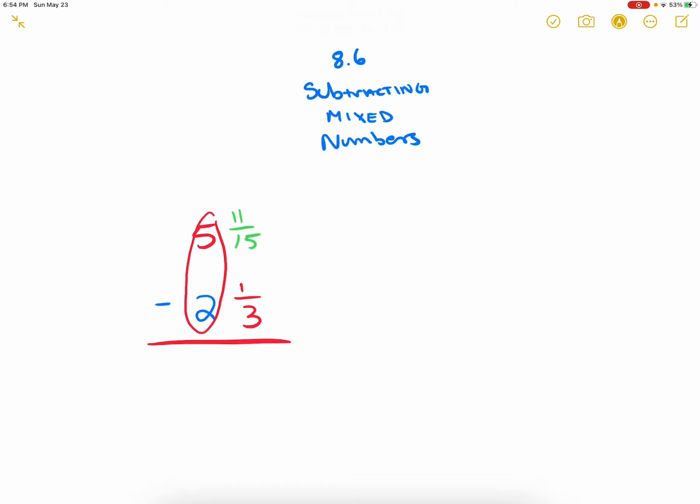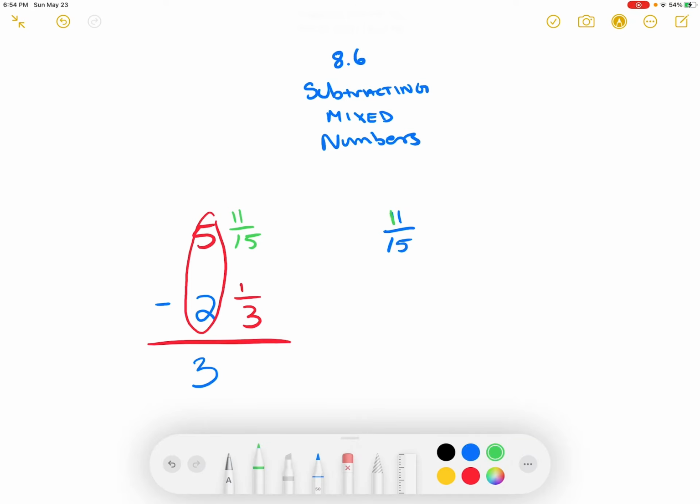5 minus 2, because they're wholes, right? They're entire pieces. So 5 minus 2 will give you 3. Next, you're going to concentrate on the fractions. You know that to add or subtract fractions, you need common denominators. So I've got my 11/15 over here, and I'll keep it the same color. And I need my other fraction to be the same denominator. So I need some way to turn 1/3 into something over 15.